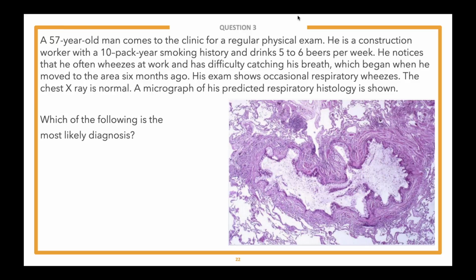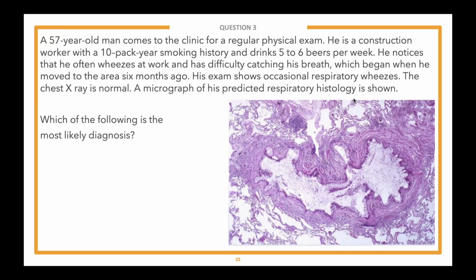All right, I see the responses coming in. Let's go ahead and read that vignette. A 57-year-old man comes to the clinic for a regular physical exam. He is a construction worker with a 10-pack-year smoking history and drinks 5 to 6 beers per week. He notices that he often wheezes at work and has difficulty catching his breath, which began when he moved to the area 6 months ago. His exam shows occasional respiratory wheezes. The chest X-ray is normal.